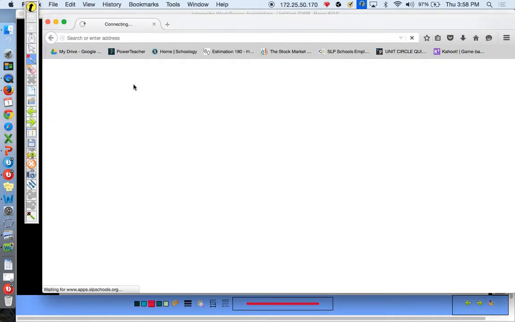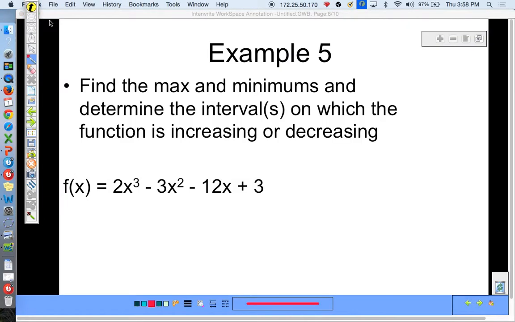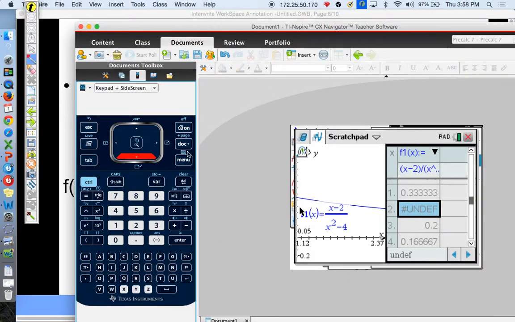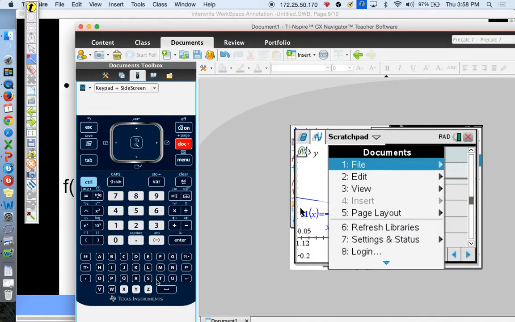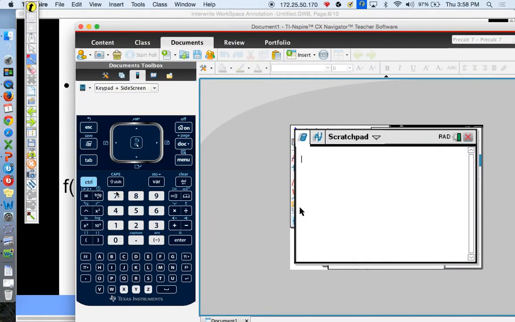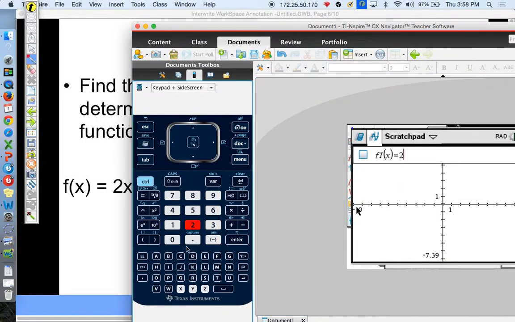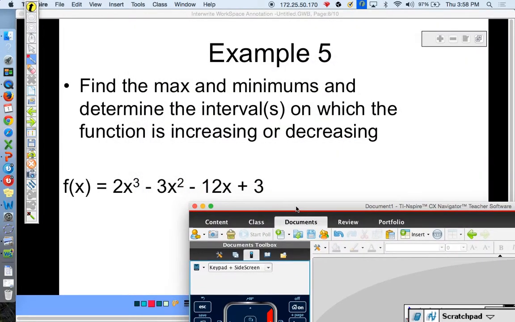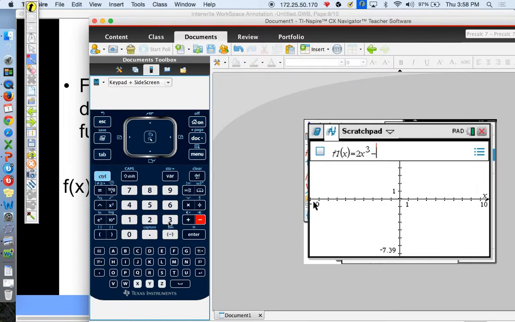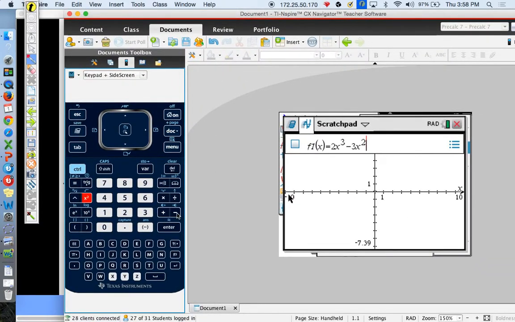So to find these on your calculator, we have to type it in. So let's clear this out. And let's see, 2x cubed minus 3x squared. And what do we have? Minus 12x plus 3.